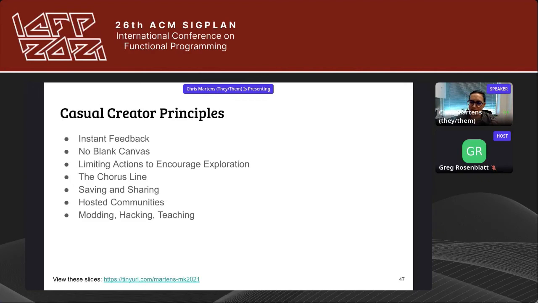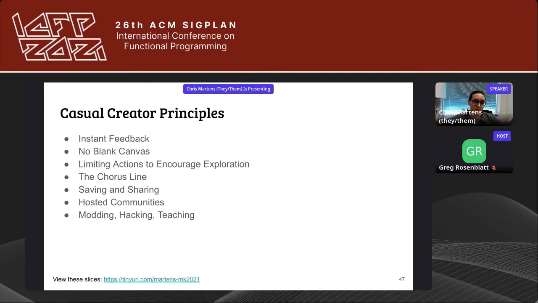Limiting actions to encourage exploration, or the idea that restraint breeds creativity. If you say, okay, you only have three choices for the types of creative decisions you can make here, then while it makes it a smaller possibility space, it's at least going to make it a more navigable one. The chorus line, which is the idea of showing lots of examples of possible things you can make on the screen at one time.